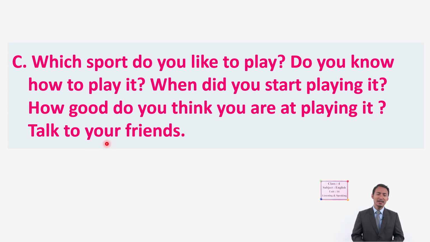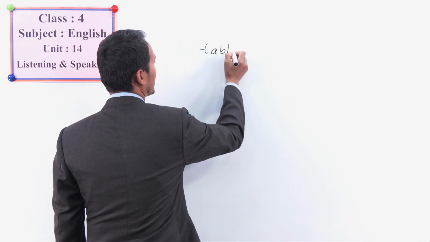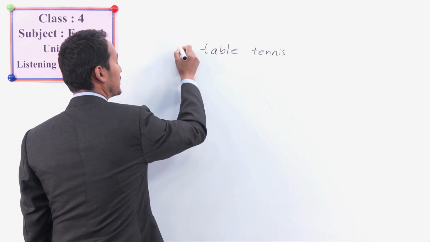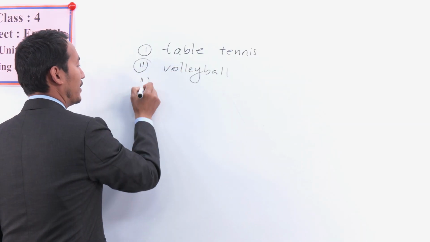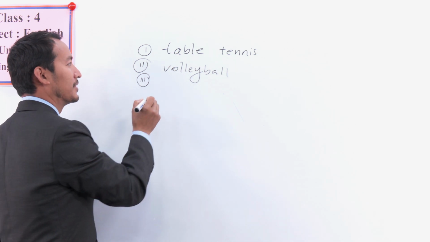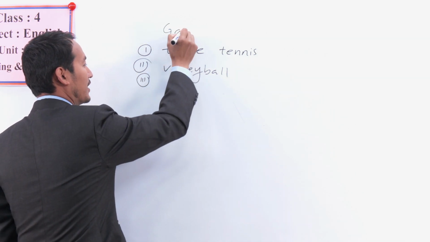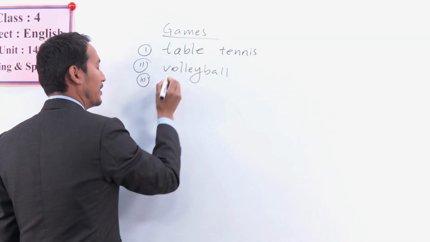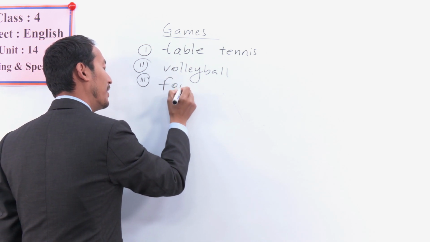First, you need to name which game you like to play. So there are so many games, right? For example, you might like table tennis. You might like volleyball. Other games, can you tell me? Yes, you like football, right?